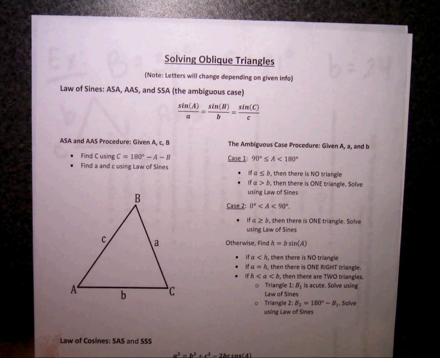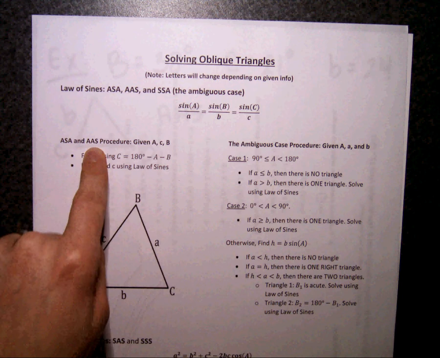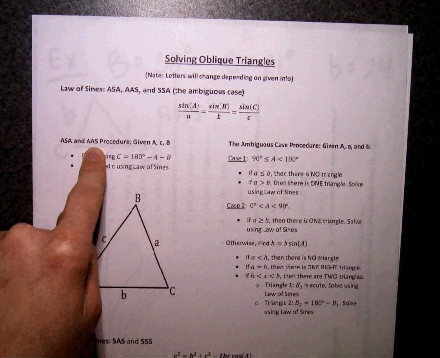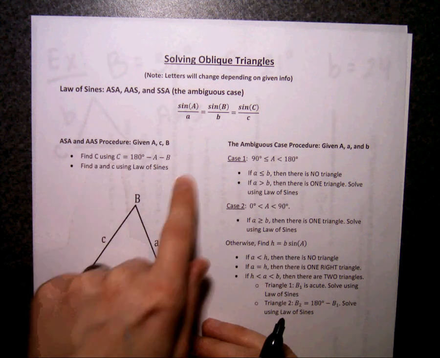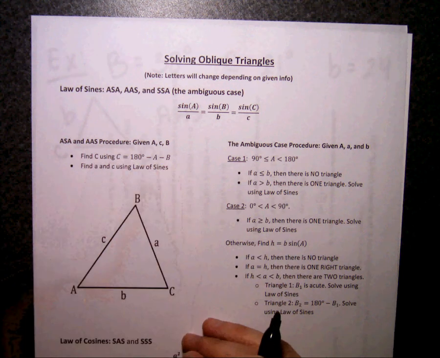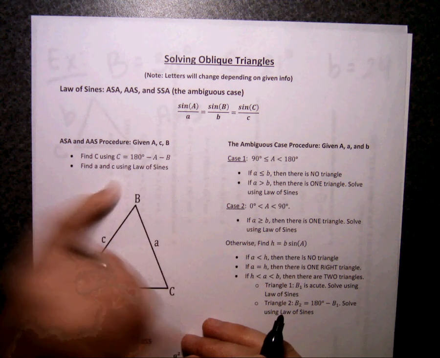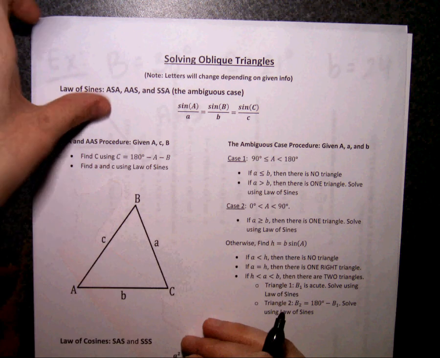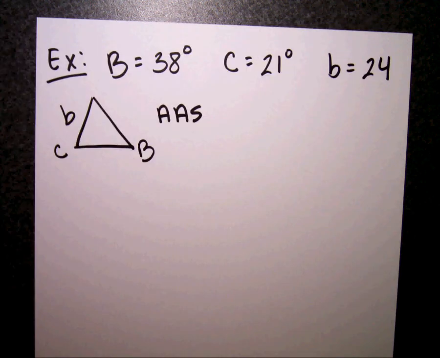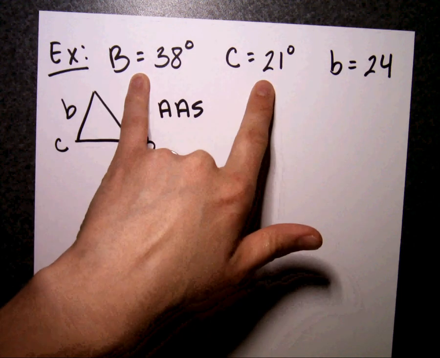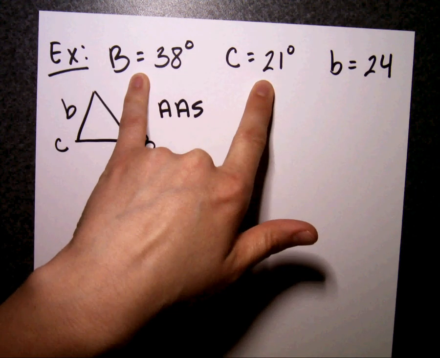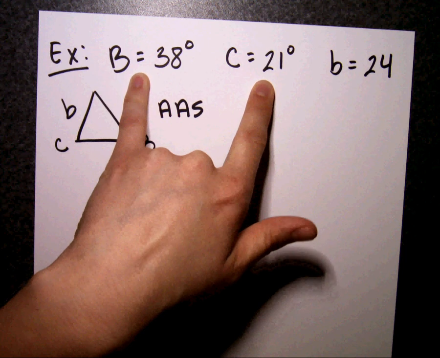So here, the procedure for angle, angle, side: we're going to find the other angle just by subtracting the two given angles from 180, and then we'll use the law of sines to find our other side. Nothing fancy or special, just using the law of sines. So I have these two angles. Remember that the total of the angles in any triangle will be 180. So we can go ahead and find angle A.